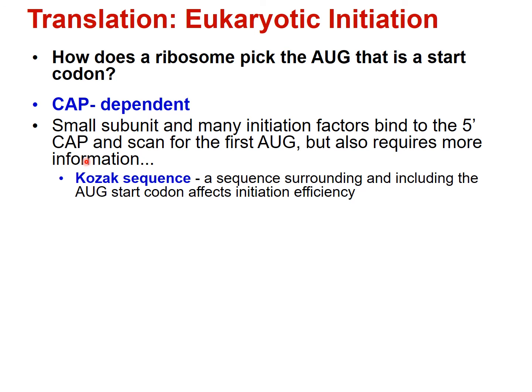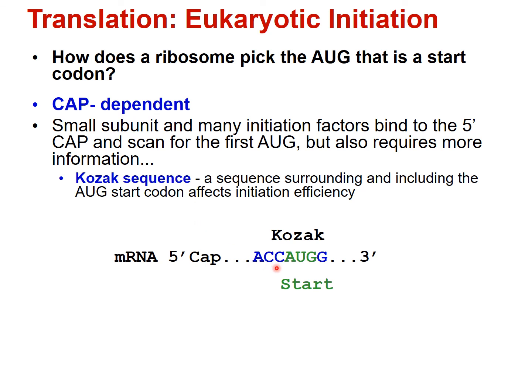Now, it's not that simple. There can also be AUGs with some more information around them. There's a sequence called the Kozak sequence that surrounds the appropriate start codon. So you have AUG here in green. The Kozak sequence would be these additional nucleotides, ACC, AUG, and G that surround this. This helps to distinguish what the right AUG triplet is for starting translation.